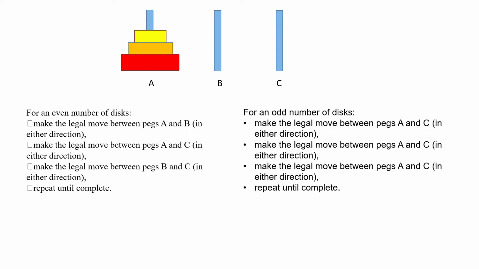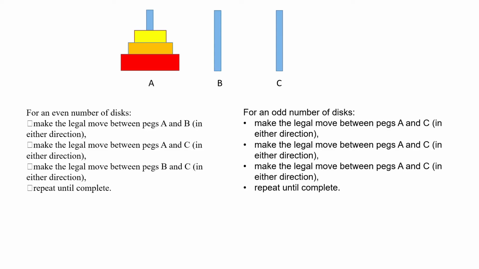Another one is for an odd number of discs. Step 1. Make the legal move between pack A and C. Step 2. Make the legal move between pack A and B. Step 3. Make the legal move between pack B and C. Step 4. Repeat the previous steps until complete.